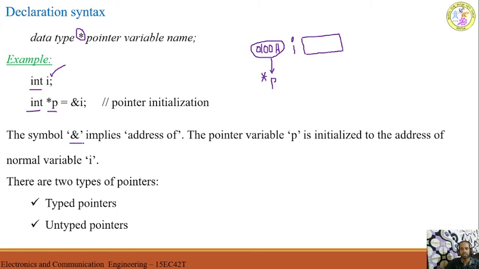The symbol ampersand implies address of. The pointer variable p is initialized to the address of the normal variable I.